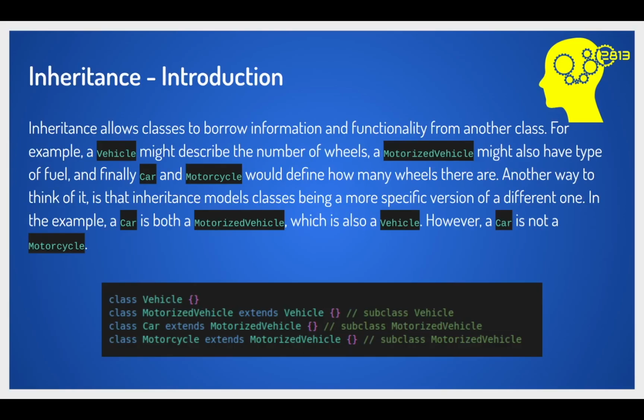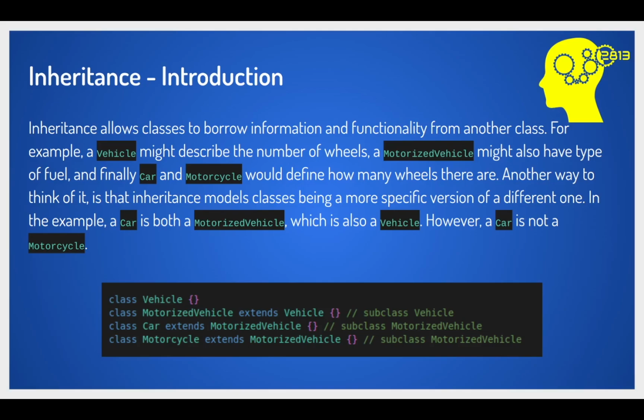So inheritance allows classes to borrow information and functionality from another class. For example, a vehicle might describe the number of wheels, and a motorized vehicle might also have a type of fuel, and finally a car and motorcycle would define how many wheels there are. Another way to think of it is inheritance models a class being another more specific version, or an is-a relationship. For example, a car is a motorized vehicle, and a motorized vehicle is a vehicle, but a car is not a motorcycle.